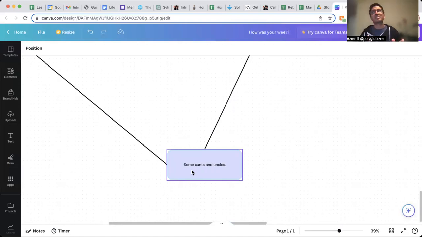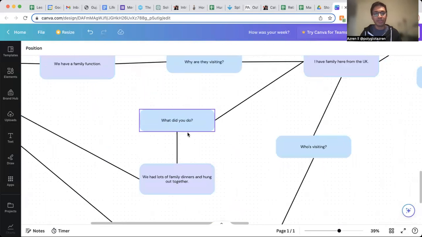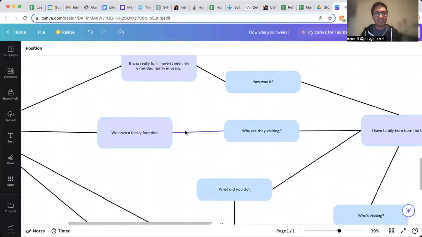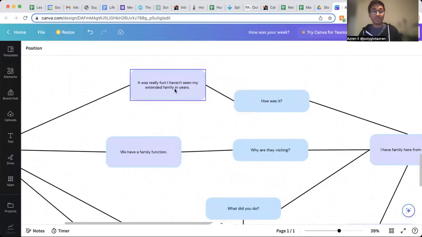So you might prepare, some aunts and uncles. If they asked you, what'd you do? You might say, we had lots of family dinners and hung out together. If they said, why are they visiting? You might say, we had a family function. How was it? How was your time with them? You might say, it was really fun. I haven't seen my extended family in years.